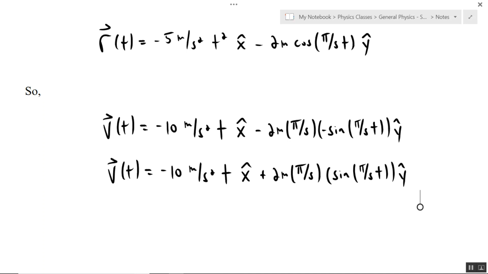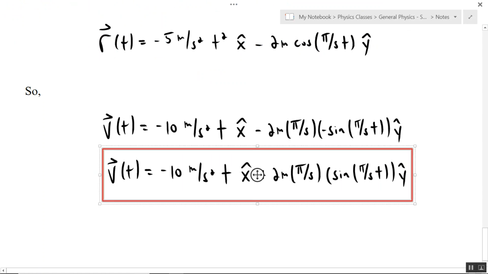All right, so does this make sense? This is a vector thing with calculus. It's very interesting. So this is a function of t. So that means at any moment in time you can figure out what the velocity vector is.